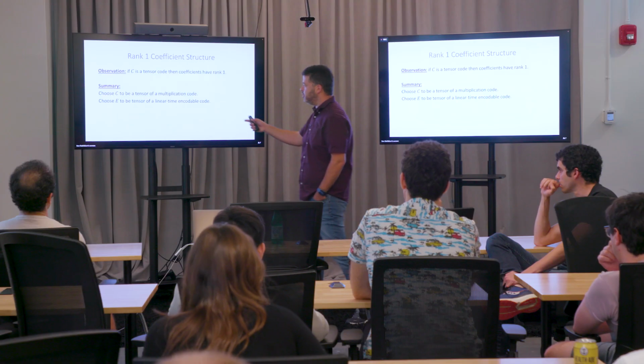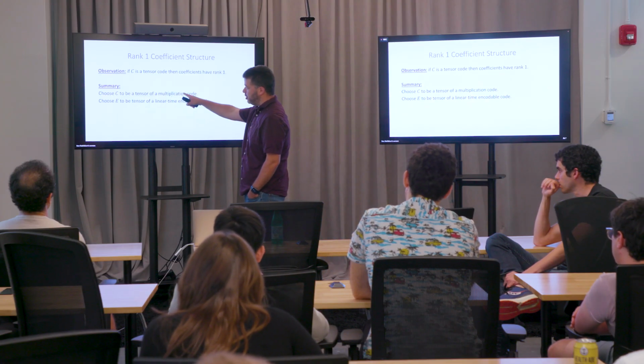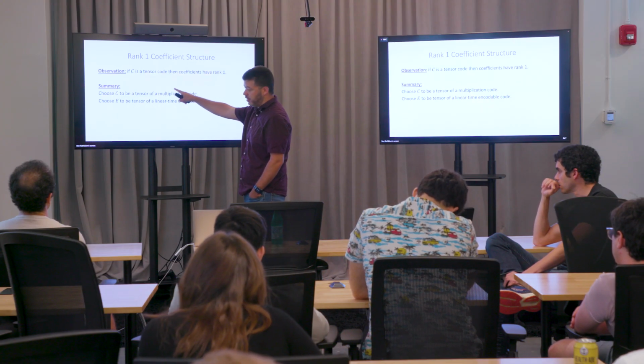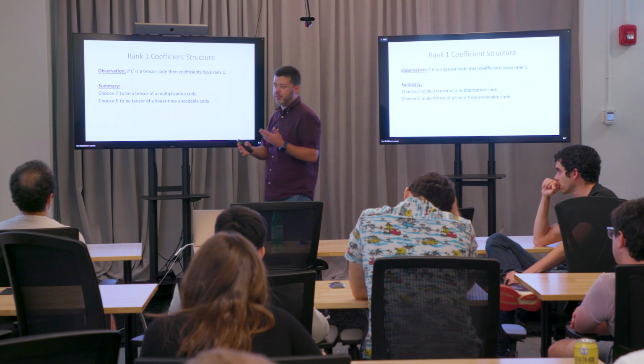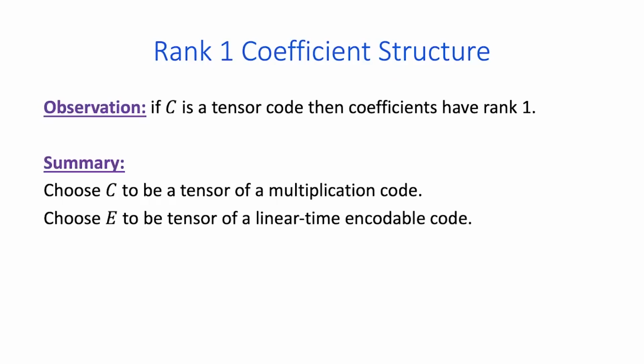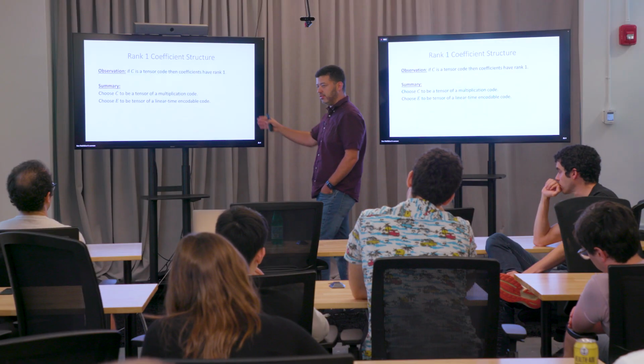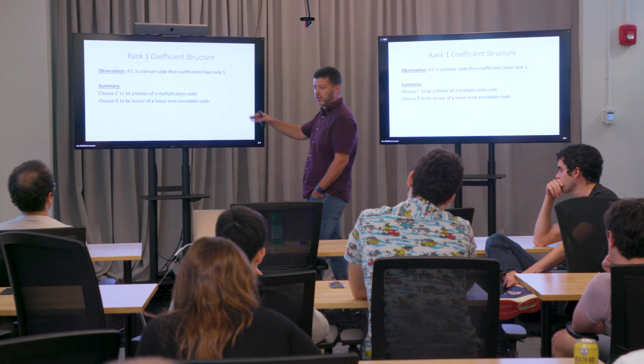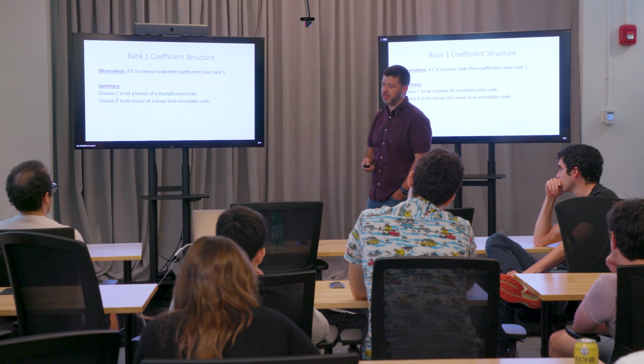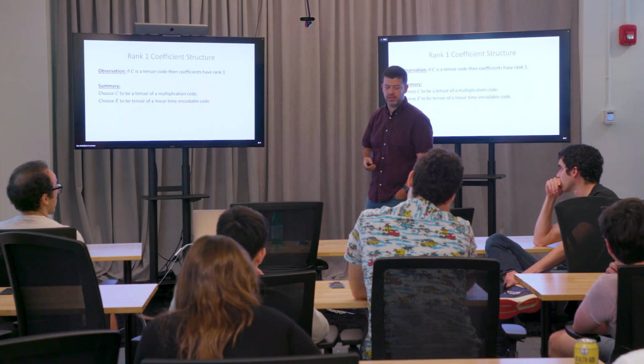Right. So here I just need C to be a tensor of a multiplication code. So I take Reed-Solomon and I tensor it. So it'd basically be Reed-Muller, so multivariate low-degree polynomials. Here I want a tensor of a linear time encodable code. So there's a code by Dan Spielman from the 90s, which is linear time encodable. If you tensor that, it would be good enough. And that's the code that underlies Breakdown and Orion as well, I believe.